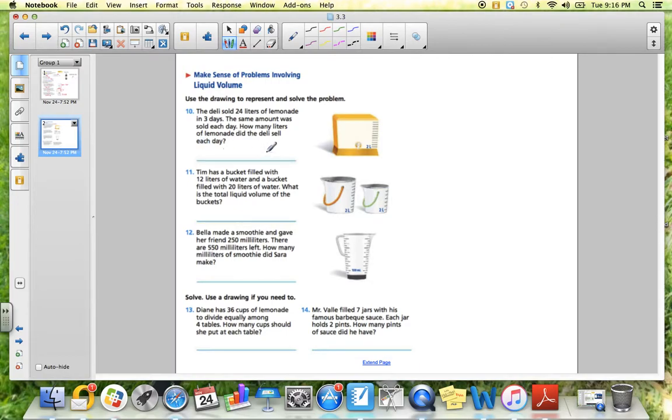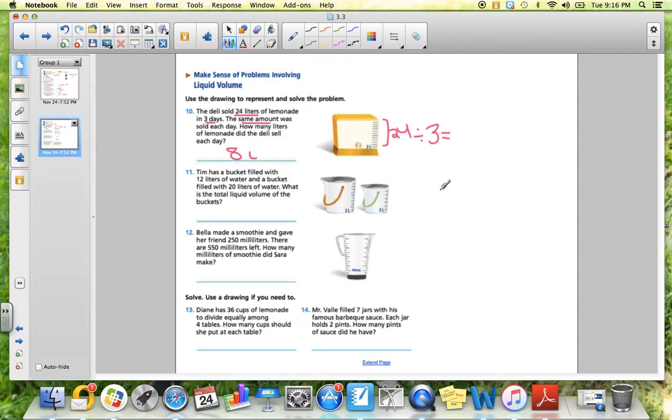Number 10, the deli sold 24 liters of lemonade in 3 days. The same amount was sold each day. How many liters of lemonade did the deli sell? So they sold 24 liters in 3 days. And I'm going to go ahead and underline same amount because that's kind of important. So this is 24 that they sold all together. And when it says the same amount, we know that means equal groups. So let's divide it by 3 to find out how many they sold each day. So 24 divided by 3 equals 8 liters.